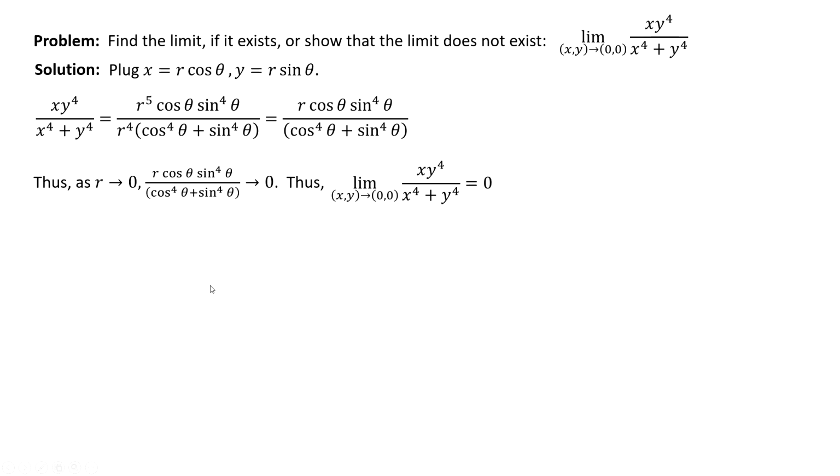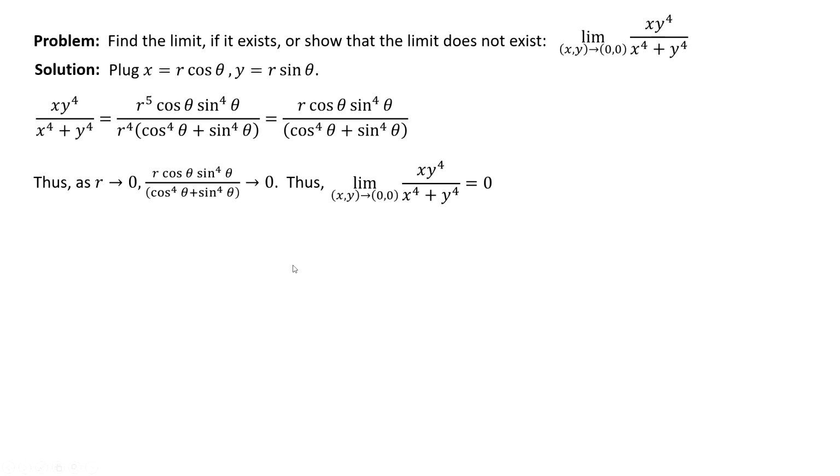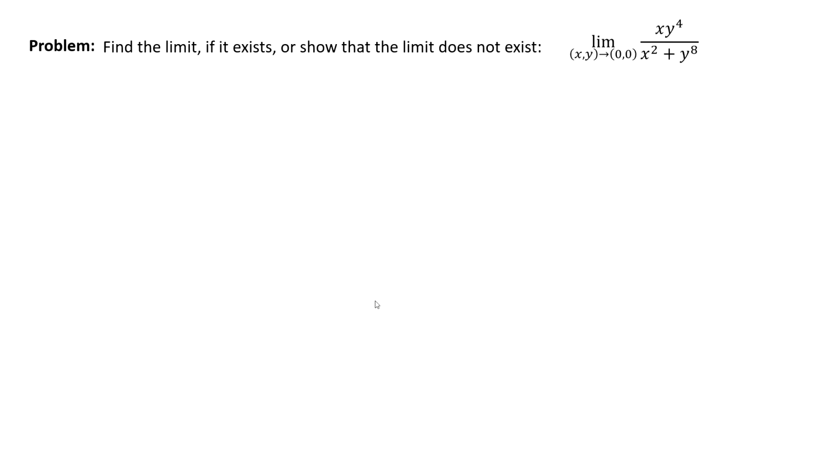Now, thus, we can say something about the limit of this thing. But I don't know, I'm not so sure about that though. Nope, that's okay. I think we are okay. So in this case, yes, we can say this. Okay, let's move on.